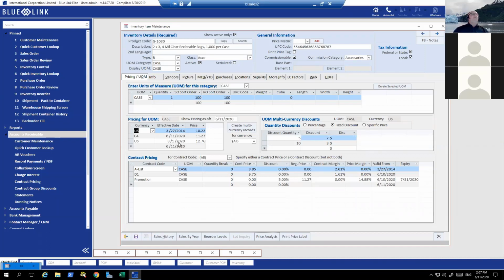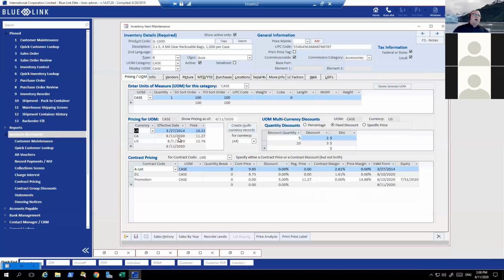And then when that specific day shows up, so for instance, as of today, the price is going to be $10.22 for this particular product. But on or after August 1st, it's going to go to 12.76. This allows you the ability to enter updated prices now for the future, so you don't have to worry about doing it over that weekend like older systems used to have to do. Okay?